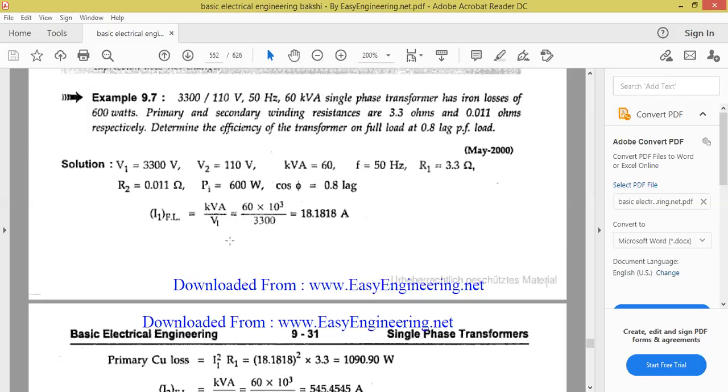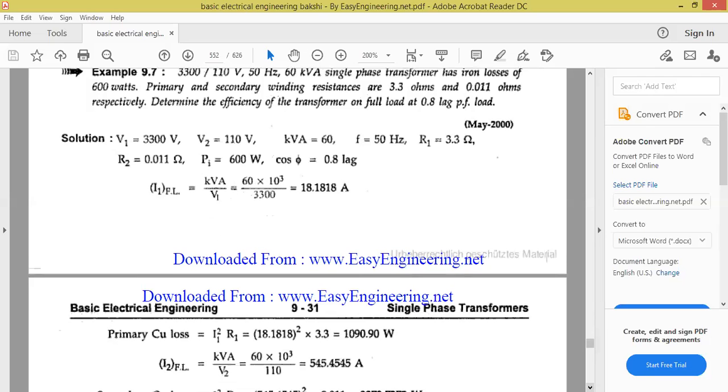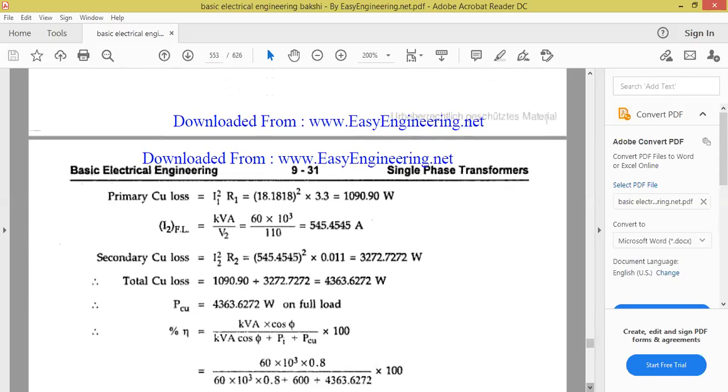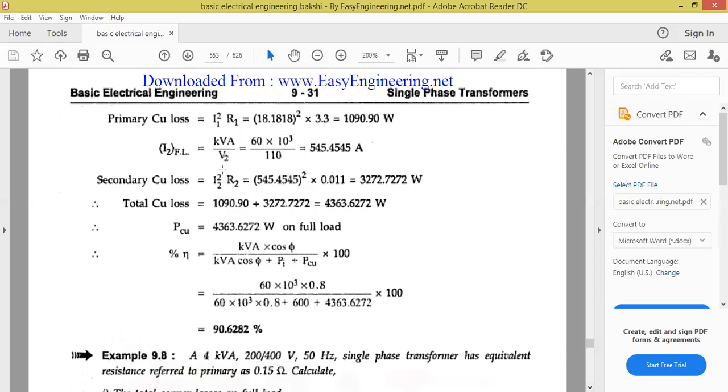So I is equal to P by V, since we know the formula P is equal to V into I. What is the power rating? 60 kVA divided by V1, so we get I1, the current flowing through the primary winding. Next, the primary winding copper loss is I1 square into R1. Similarly, I2 equals P by V2, where P is the VA rating given, 60 kVA. The secondary copper loss is I2 square into R2. So total copper loss equals I1 square R1 plus I2 square R2; this is the value you are going to get. Now, efficiency at full load.